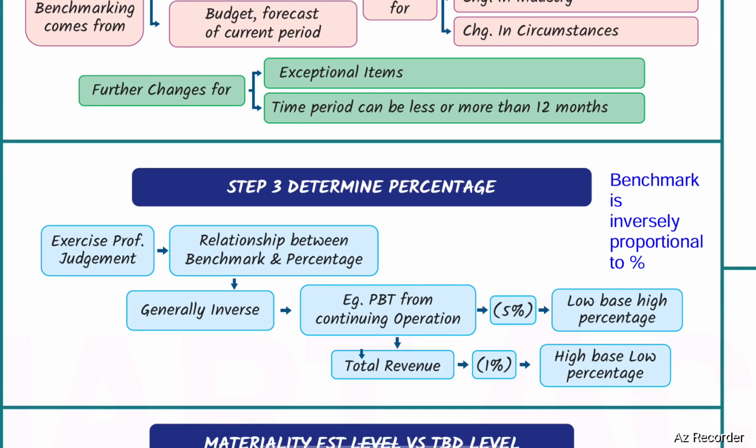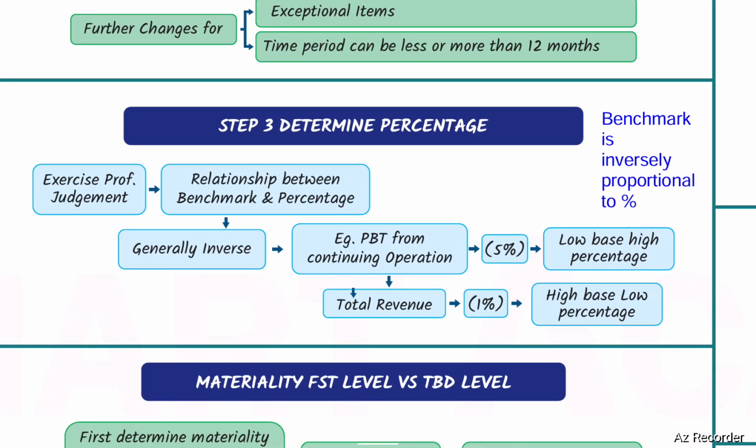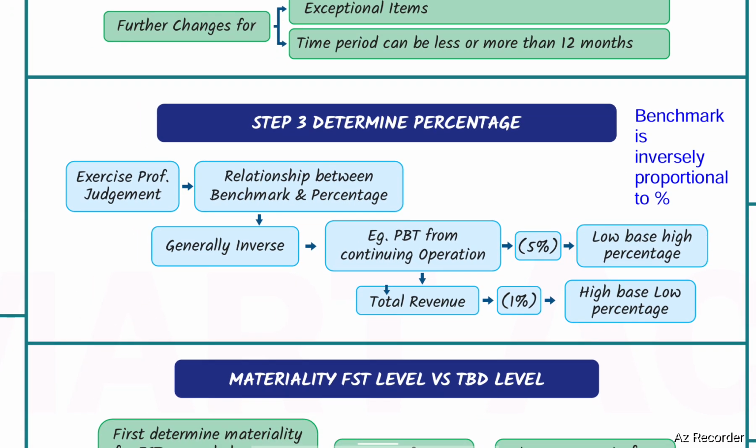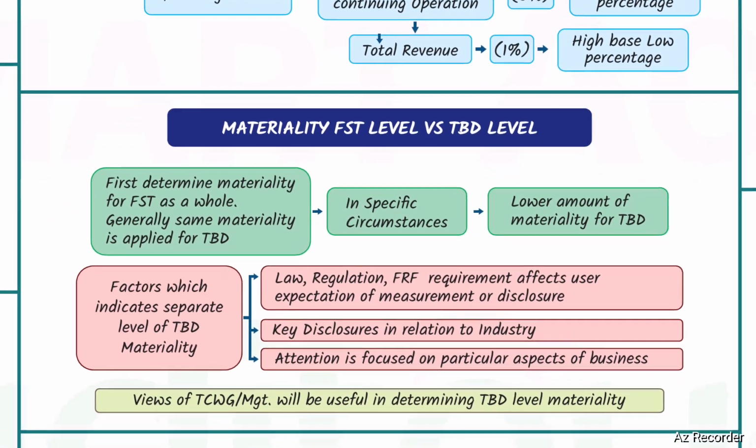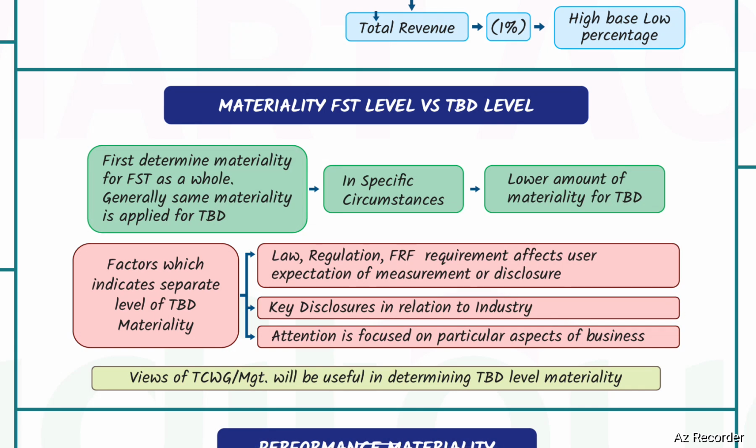Step 3: determine the percentage. The benchmark is inversely proportional to the percentage. Exercise professional judgment in determining the percentage. Example: PBT from continuing operations at 5%, low base, high percentage. Total revenue at 1%, high base, low percentage. So if the percentage is high, the benchmark will be low. If the percentage is low, the benchmark will be high. Inversely related.